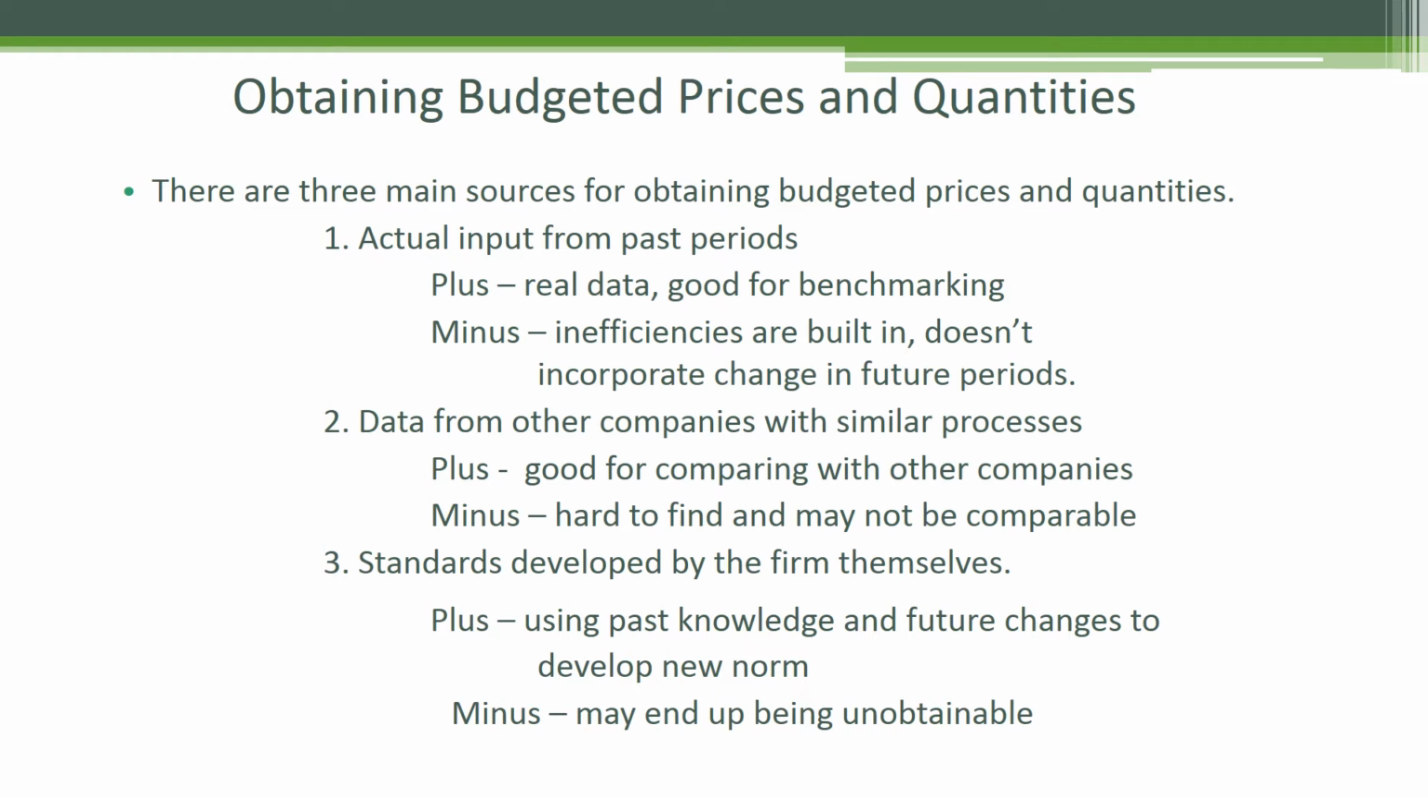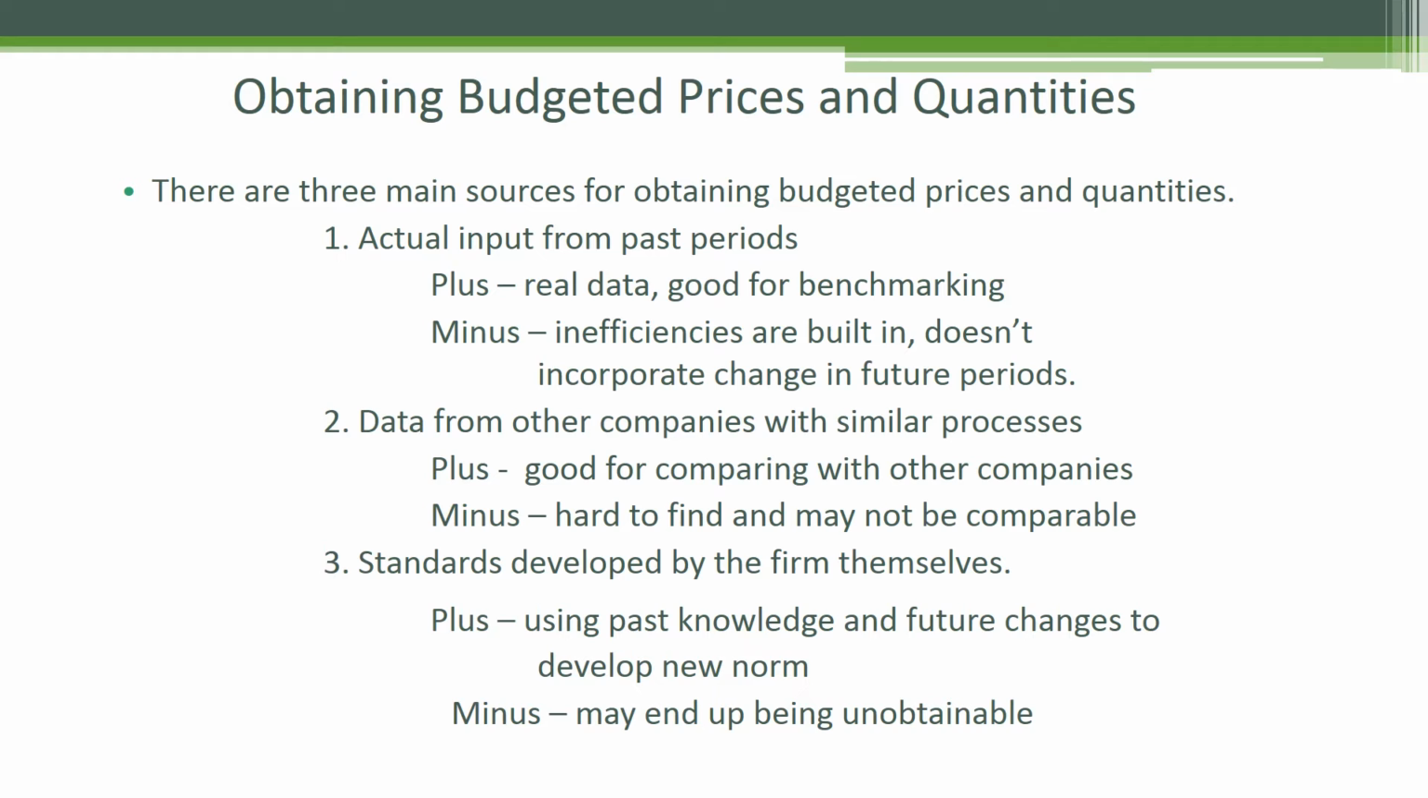The second is data from other companies with similar processes. The advantage is this is really good for us because we're comparing ourselves with other companies. The disadvantage is that other companies sometimes are not willing to share, and this information can be very, very hard to find. At the same time, while a company on the outside may look like they would compare to us, they may not. They just may not be comparable. Once we get their numbers and we get a look at them, they just may not be helpful.